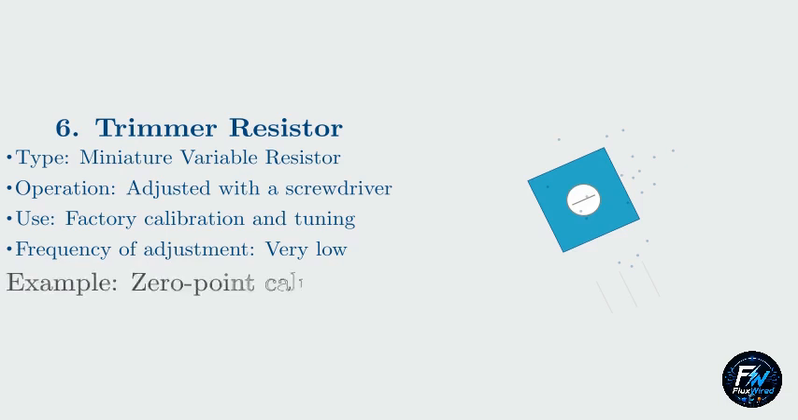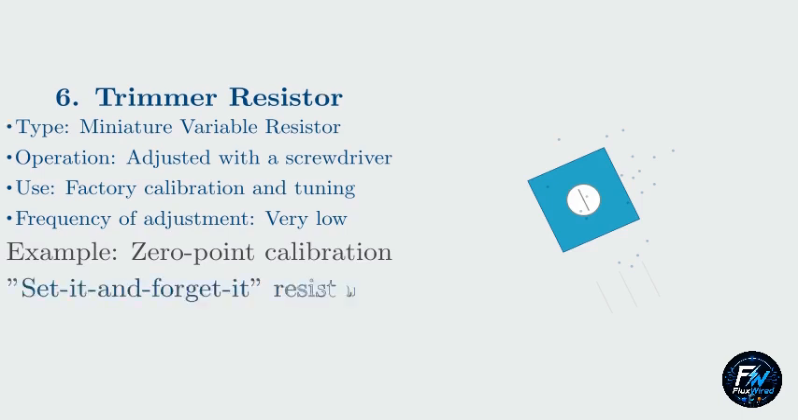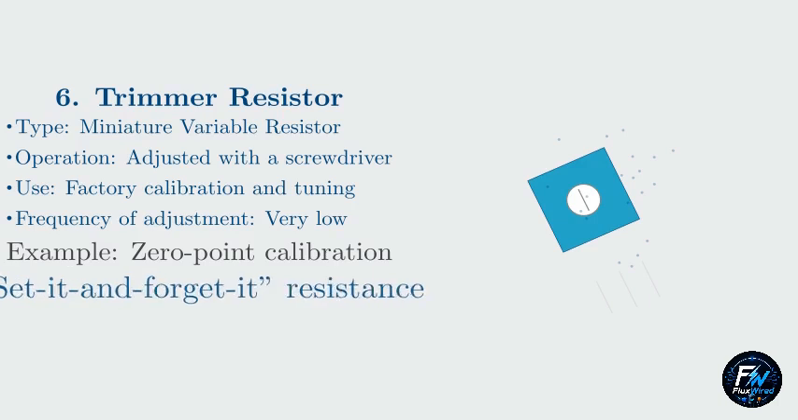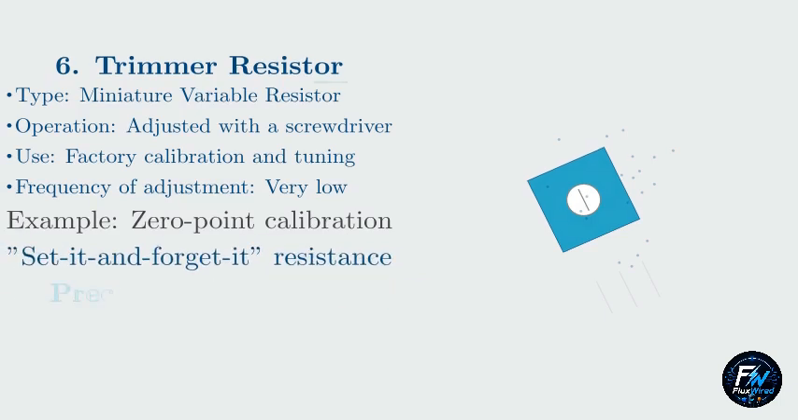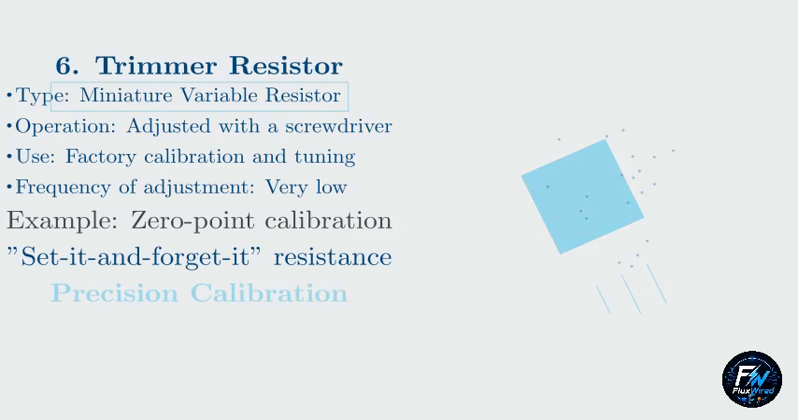For example, a trimmer might be used to calibrate the exact zero point of a digital scale or to set the precise frequency of an internal clock. Unlike the sturdy knob of a potentiometer, trimmers are designed to be adjusted once or twice with a small screwdriver and then left alone for the rest of the device's life. They are the set-it-and-forget-it version of adjustable resistance. When you see a tiny screw on a circuit board, you are looking at the final touch of precision engineering.